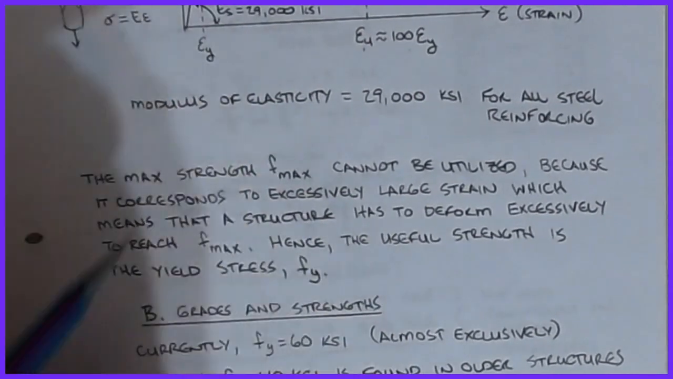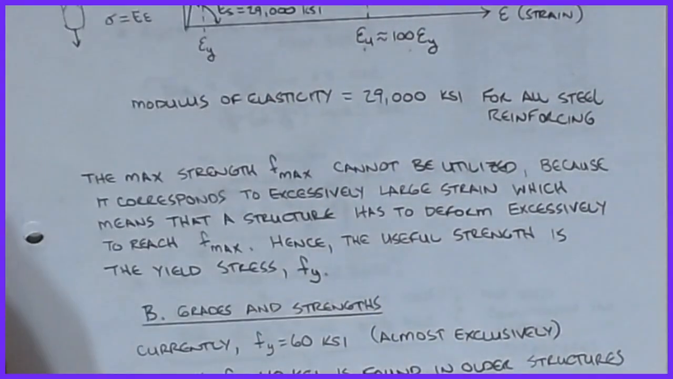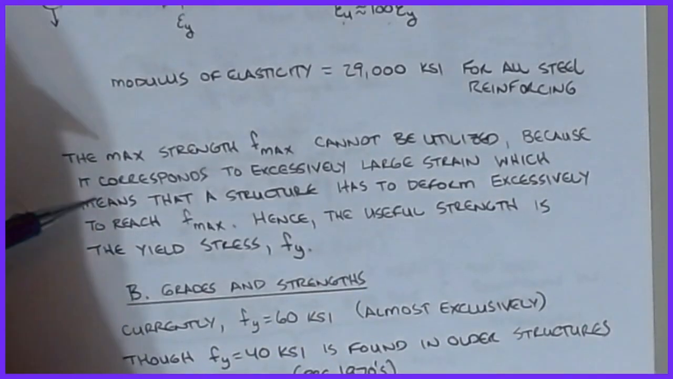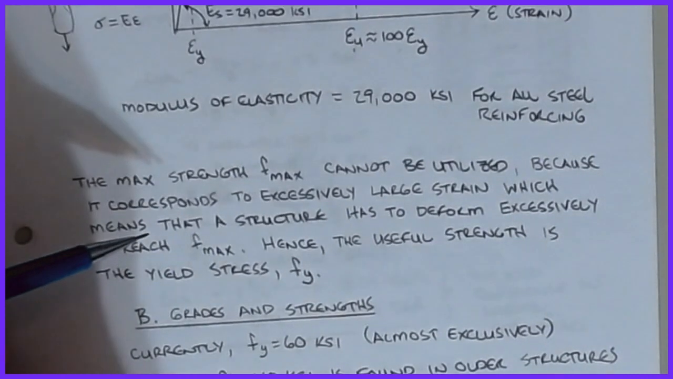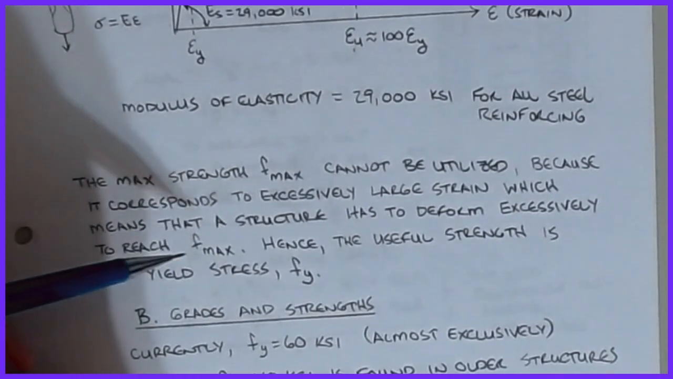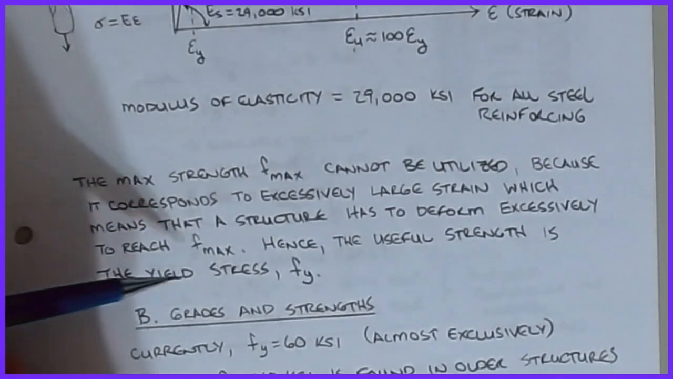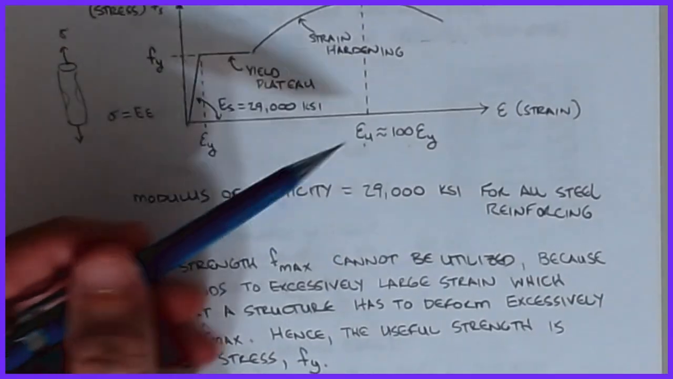Like we said, the modulus of elasticity for steel is 29,000 ksi. The maximum strength, F max, cannot be utilized because it corresponds to an excessively large strain, which means that a structure has to deform excessively to reach F max. This is a very, very large number.